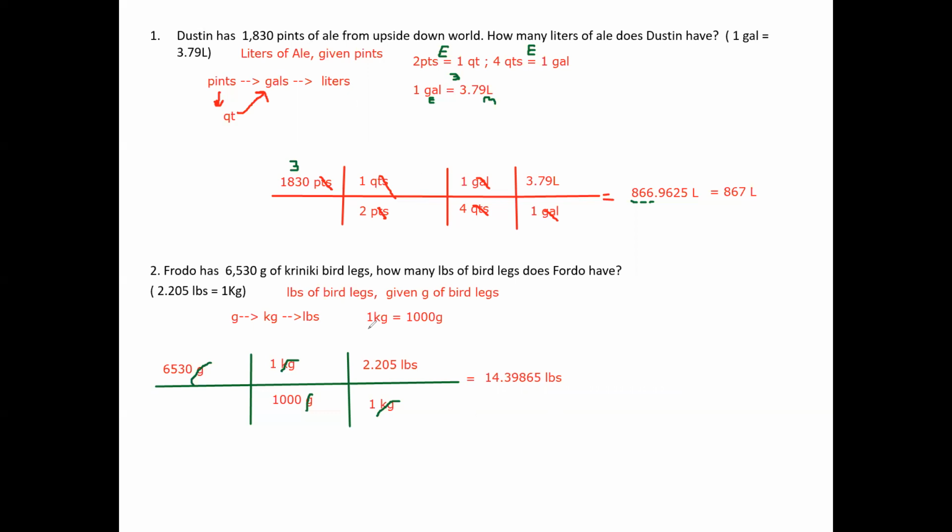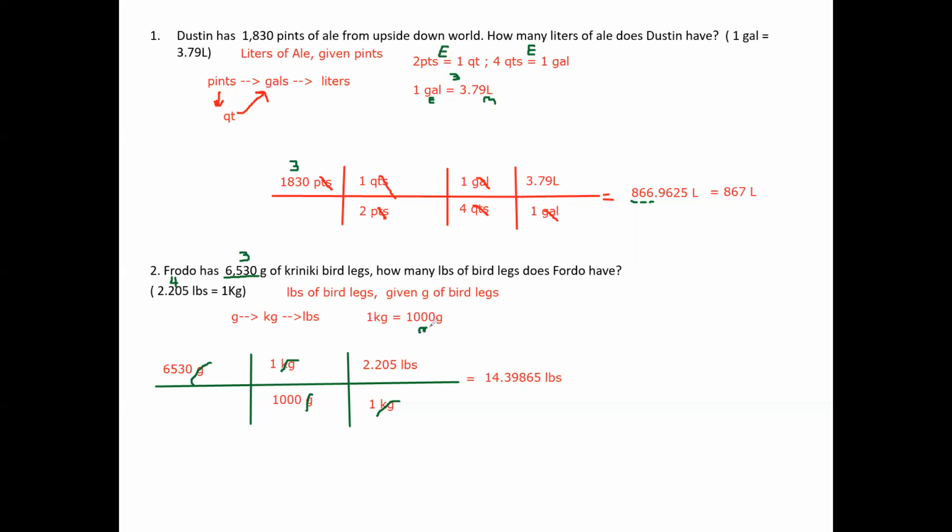So we look at our original number, 6,530. This has 3 significant figures. Again, the 0 is a trailing 0 with no decimal point. It's not significant. 2.205 pounds in a kilogram. This is a measured quantity because kilogram is metric. Pounds is in the English system. So this has 4 significant figures.